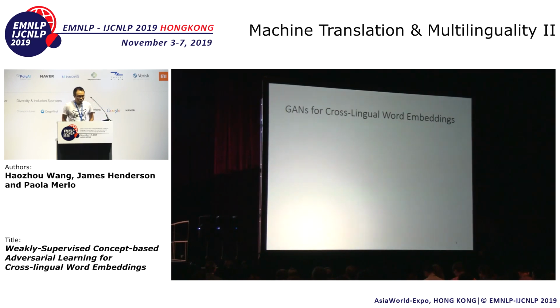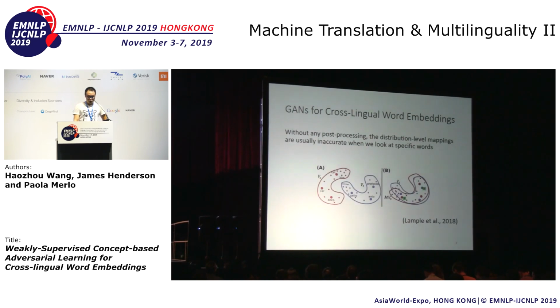A good transformation matrix can make the distribution of generated embeddings similar to the distribution of the target language. But prior work showed that without any post-refinement, the distribution-level mapping is usually not accurate when we look at specific words. Here we can find a space for English and a space for Italian. When the preliminary mapping matrix is learned, these two spaces are not mapped together perfectly.